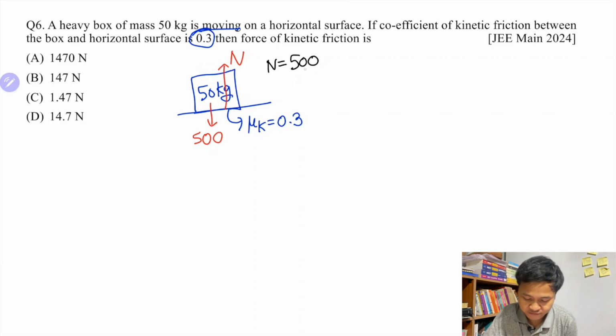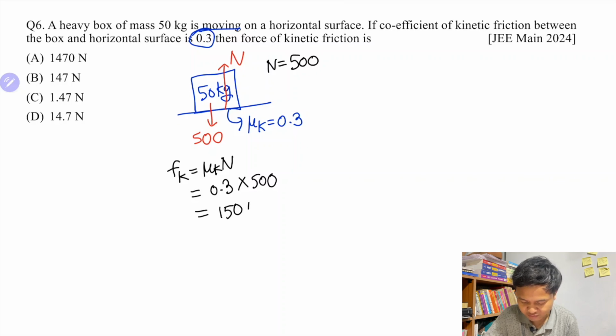The question asks for the force of kinetic friction. So force of kinetic friction equals mu k into N. Here mu is 0.3 into normal, 500. So 3 times 5 is 15, so 150 newton. So this is the answer, option A.